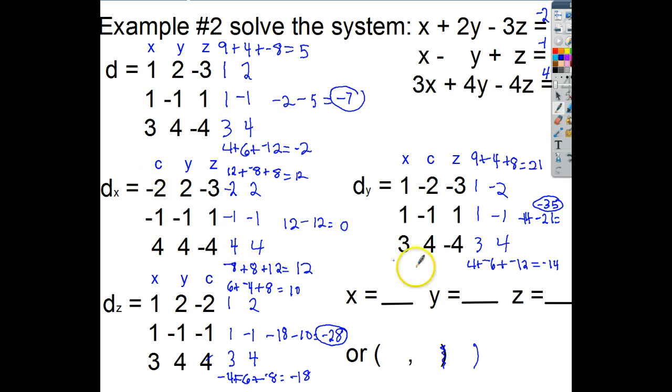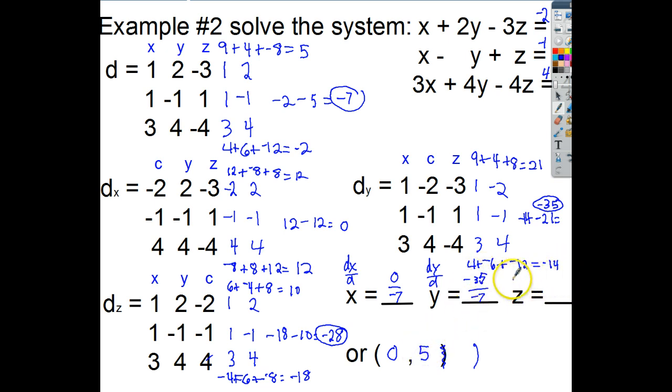Okay. All right, so now we're down here to set up our answer. X is equal to the d sub x over the d answer. I should have written that in here. I didn't. So d sub x over d is going to be 0 over negative 7. Well, that's going to be 0, isn't it? This is going to be d sub y divided by the d answer. Well, d sub y is negative 35 over negative 7. Negative over negative is positive. That's going to give us 5.